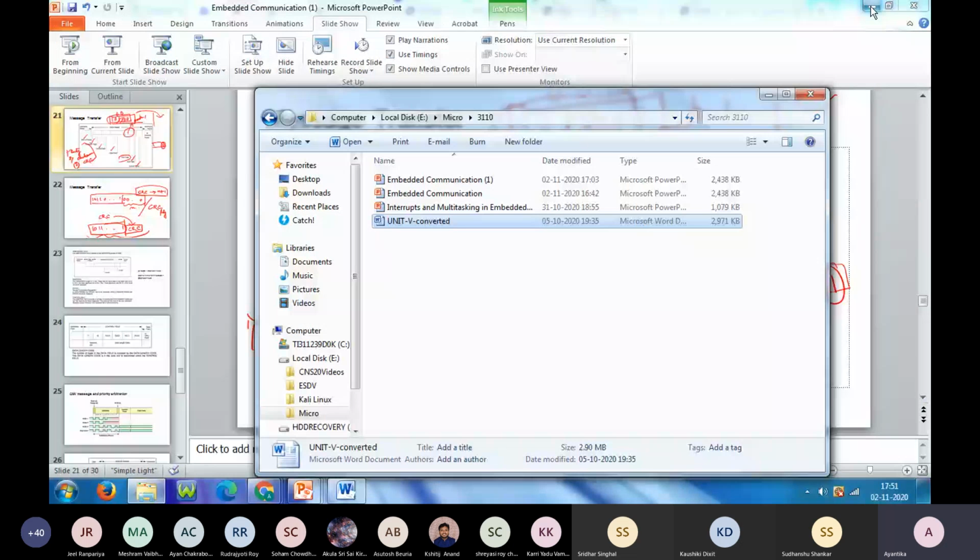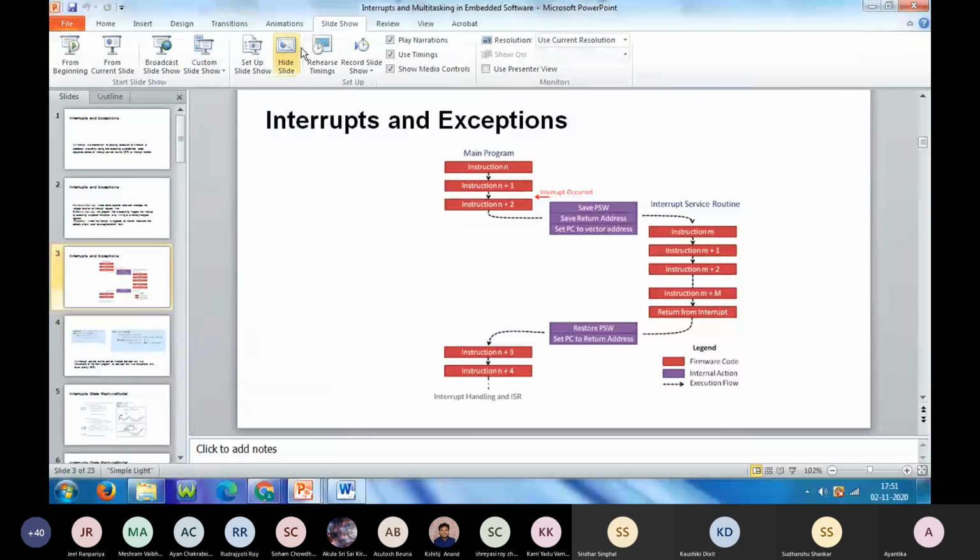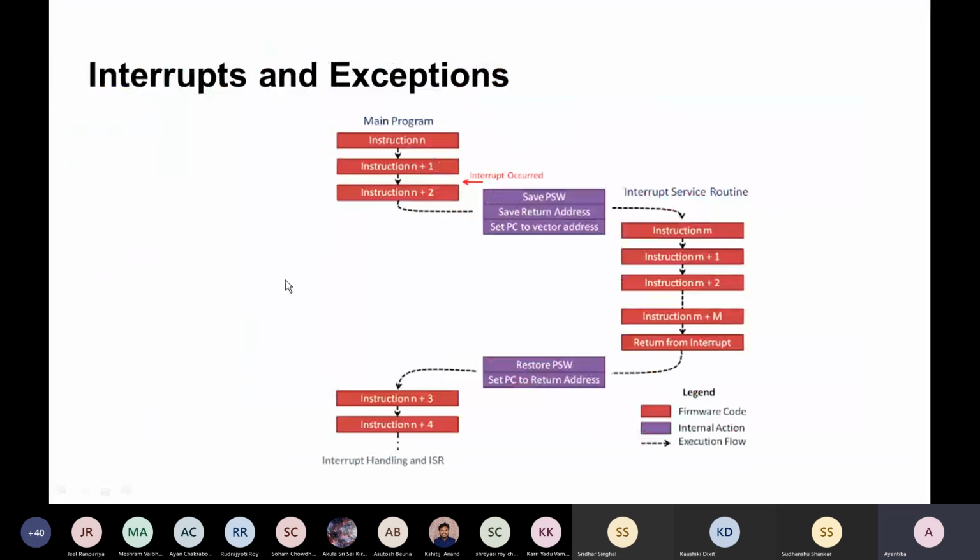Before that, I want to give you one important concept when we are talking about embedded design. The idea is that maybe we have not discussed it at that point of time.